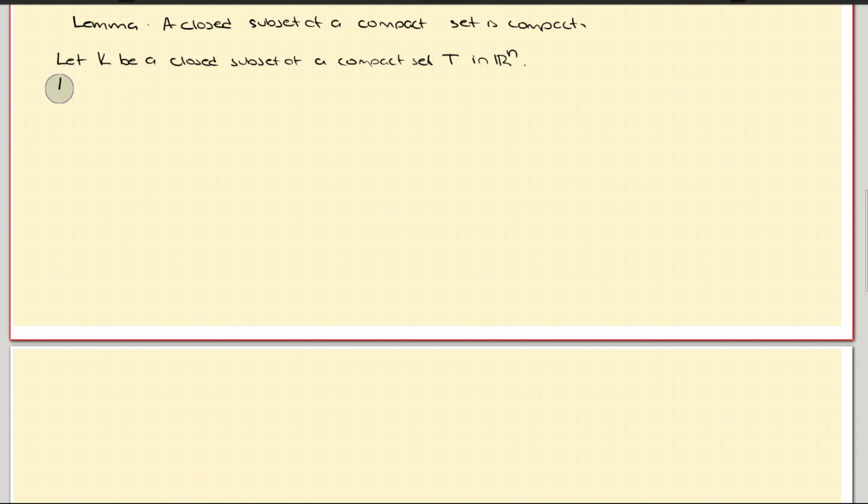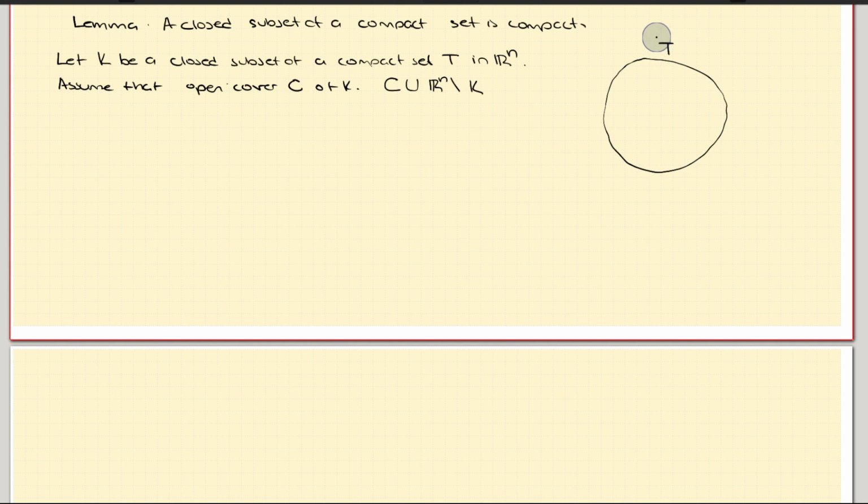And here we want to show that K is compact, right? So assume that we have an open cover, call it C, for K. The question is, can we find a finite subcover of K? Now if we look at the set containing all the sets of C and Rn minus K, this covers the whole set T, right? So we have a compact set T here, and we have a closed subset K, and we have a cover for K.